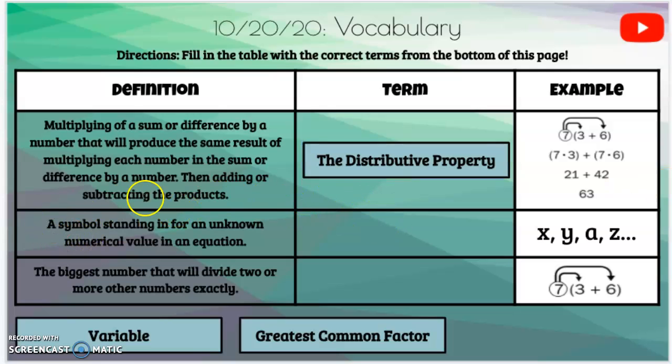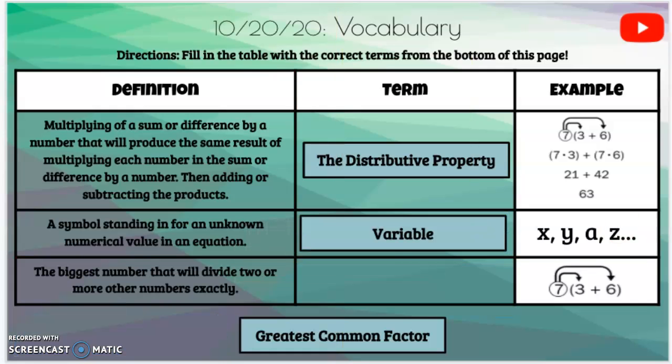All right, now the next one, the definition, a symbol standing in for an unknown numerical value in an equation. So for example, X, Y, A, Z. Oh, that's a variable. Remember, we talked about that the whole time. Variable, just a letter. All right, now the biggest number that will divide two or more other numbers exactly.